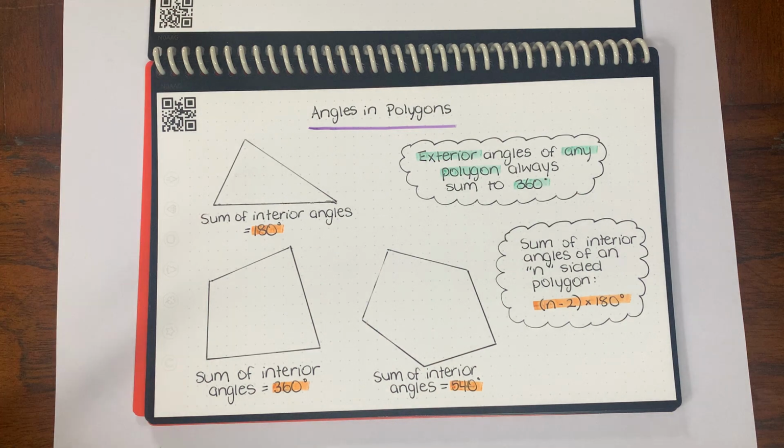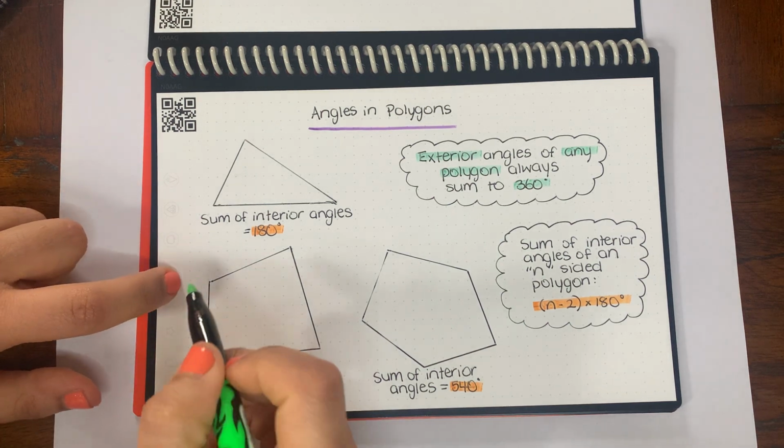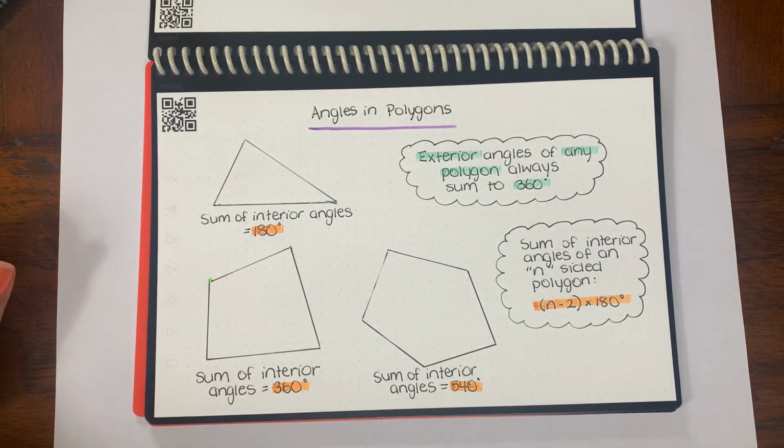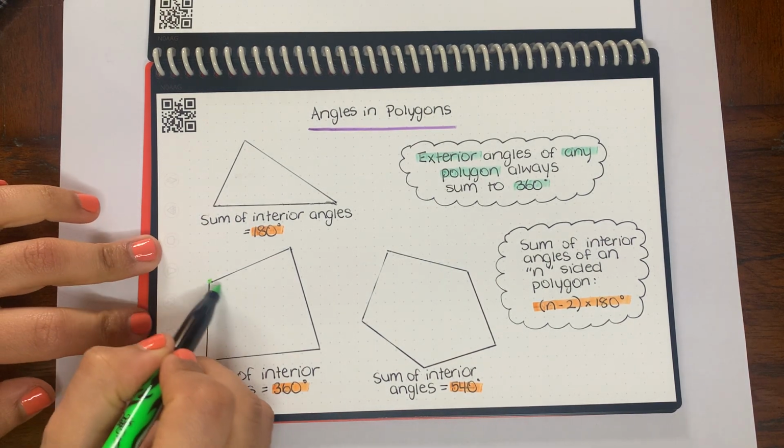The easiest way to do this if you forget it in an exam is to draw yourself a quick little shape. So if you're dealing with a quadrilateral, draw a quadrilateral. It doesn't have to be a perfect square. Any quadrilateral will do. Pick one of your vertices. So I'm going to start on this one here, and I'm just going to connect it to the other sides of my shape. You don't have to use a ruler for this.